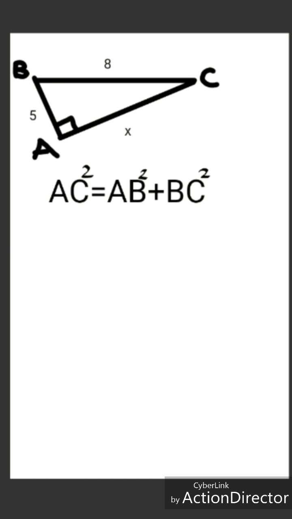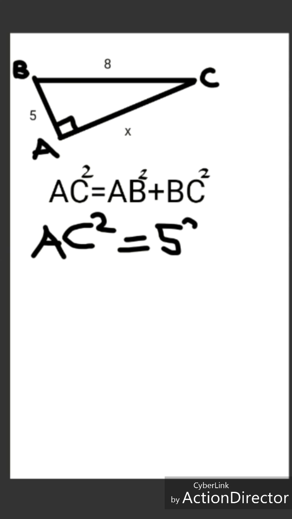In this case, we leave AC squared as it is and focus more on the others. AB squared is the same as 5 squared and BC squared is the same as 8 squared. So AC squared equals 5 squared plus 8 squared. But the answer has to be not written in squares.